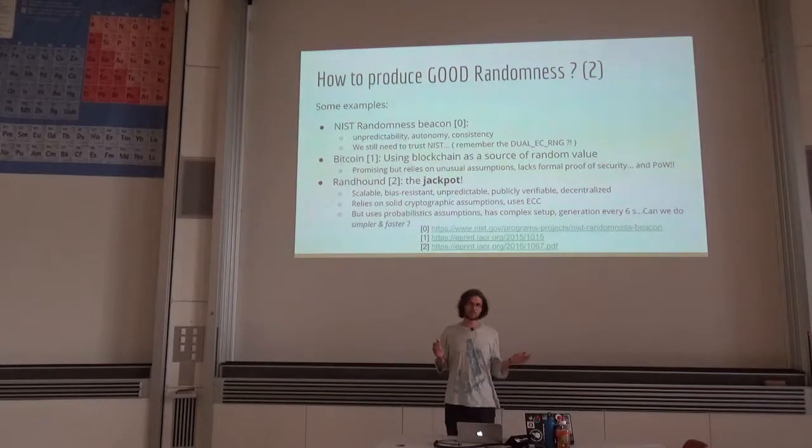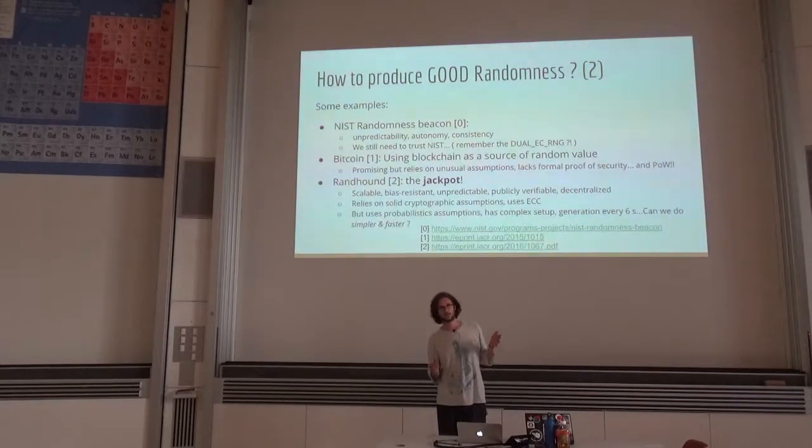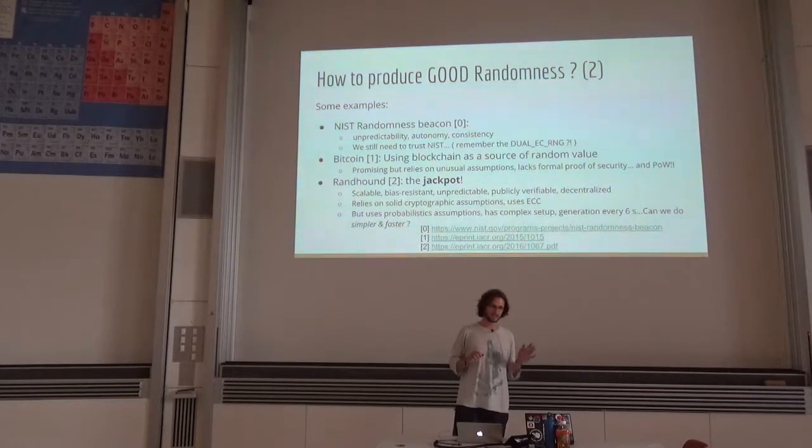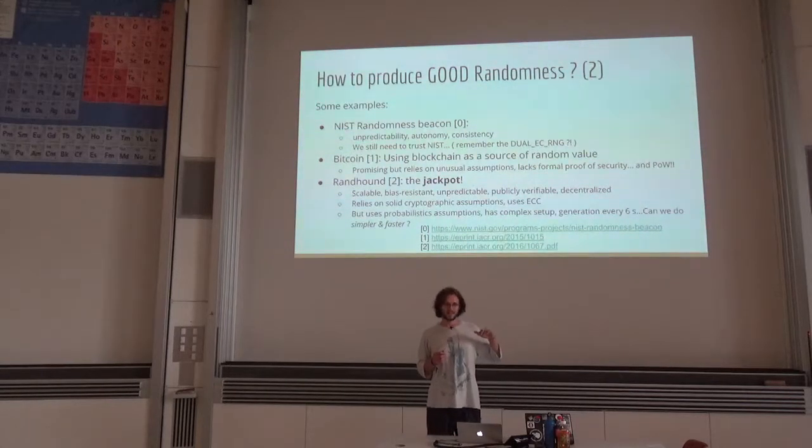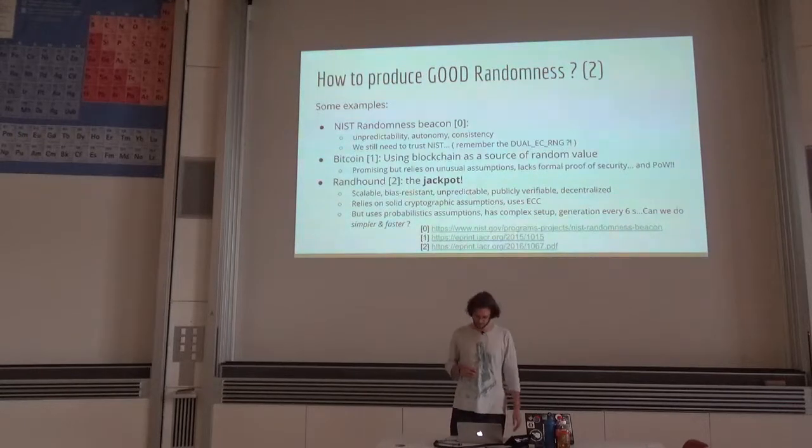There's also Bitcoin. We can use Bitcoin to derive randomness, but again, it relies on some kind of weird assumption, and it also uses proof of work, which we would like to get rid of.